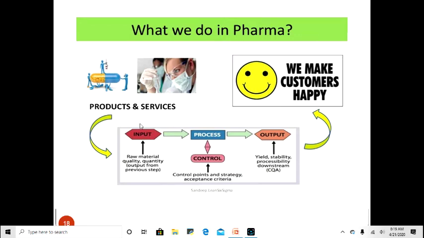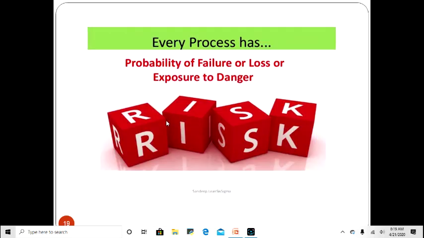the customer requirements, so whatever product they want or whatever services they require, and you design the process parameters, and there will be control points to do that, and finally the output, whether it is satisfying the customer or not. So this is a cycle that pharma is following, or any organization for that case. Everywhere there will be risk and possibility of failure or exposure to danger may happen.